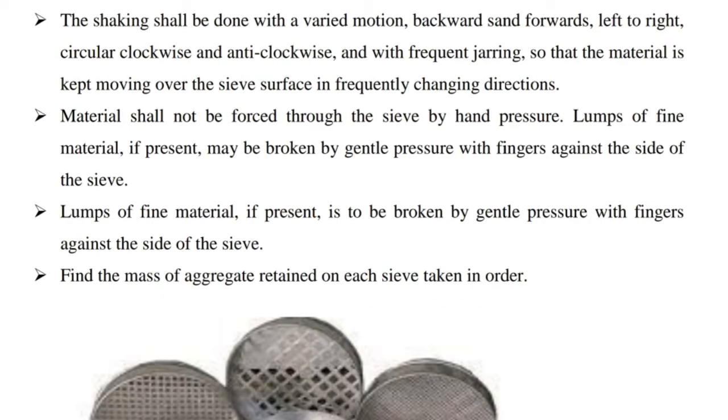Next, the shaking shall be done with a varied motion backward and forward, left to right, circular, clockwise and anti-clockwise, and with frequent jarring so that the material is kept moving over the sieve surface in frequently changing direction. Material shall not be forced through the sieve by hand pressure. Lumps of fine material, if present, may be broken by gentle pressure with fingers against the side of the sieve. Next, find the mass of aggregate retained on each sieve taken in order.